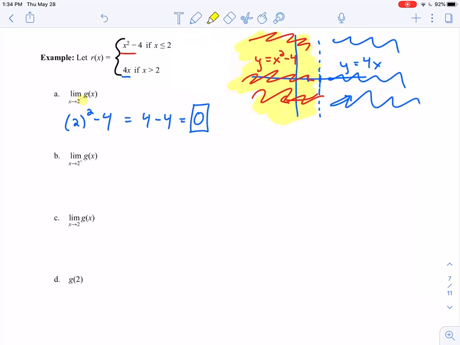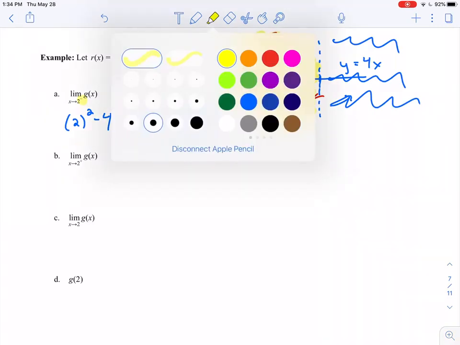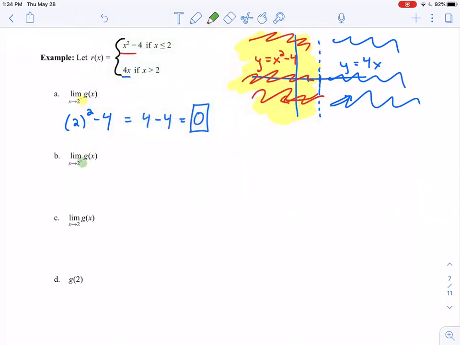Then if I wanted to talk about the right-handed limit, maybe we'll do that in green here. So if I'm talking about the right-handed limit at 2, well, how is that defined on the right-hand side of 2? Well, over here, this is all the right-hand side of 2. It's defined by y equals 4x. So I'm going to take x equals 2, and I'm going to plug that into y equals 4x. So here I've got 4 times 2 gives me 8. So the right-hand limit is 8. So if you've got the left-hand limit, you've got the right-hand limit.